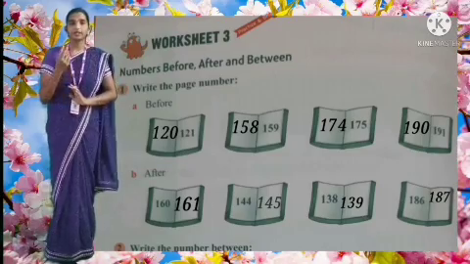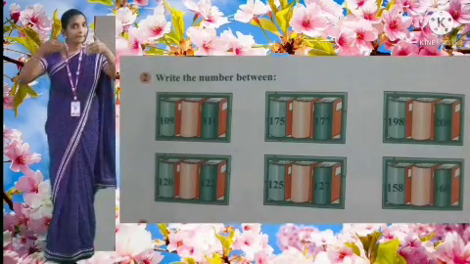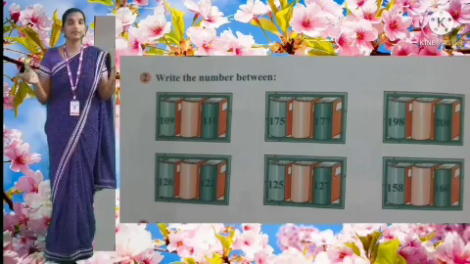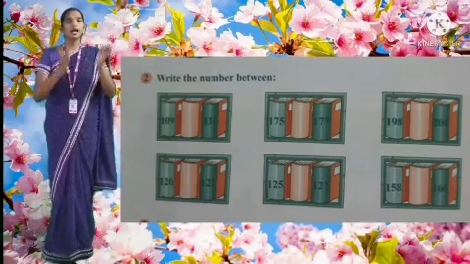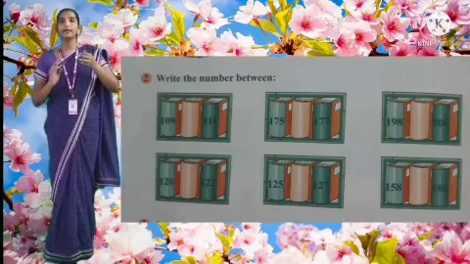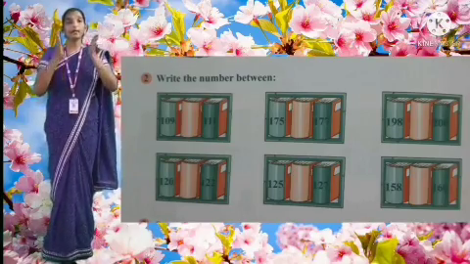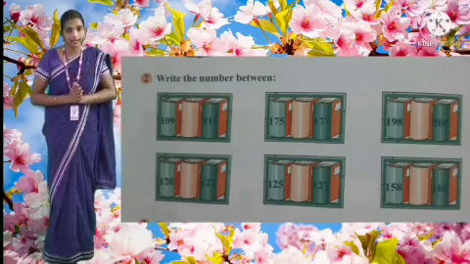187. Very good. The second one, write the number between. Between means middle number. So two numbers are given. We are going to write the middle number. Look at the first one. Books are arranged in a row. So three books are there. They have given one number and the one number. Between number or the middle number they have left blank. We are going to fill that one.